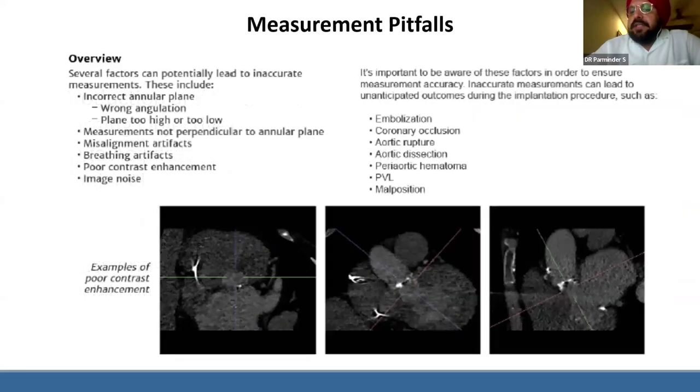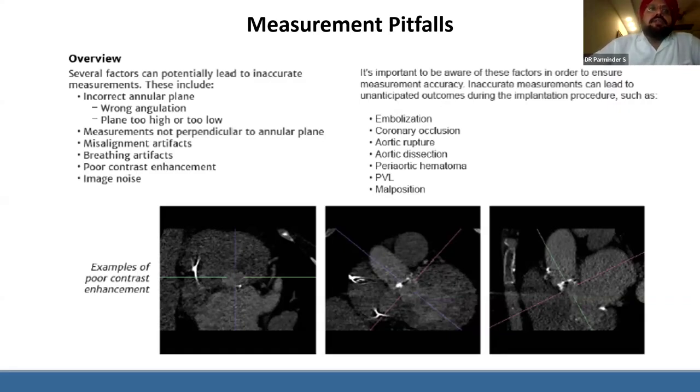Now, another important thing is the measurement pitfalls. We have done all the measurements, but we should know what can be the errors, what can be the problems, where we can go wrong. It's important. So several factors can potentially lead to inaccurate measurements. These include incorrect annular plane. It may be wrong angulation. It may be a plane which is too high or too low. This will affect the coronary measurements, or the measurements which are dependent on the annular plane. So it's important to have a correct annular plane.